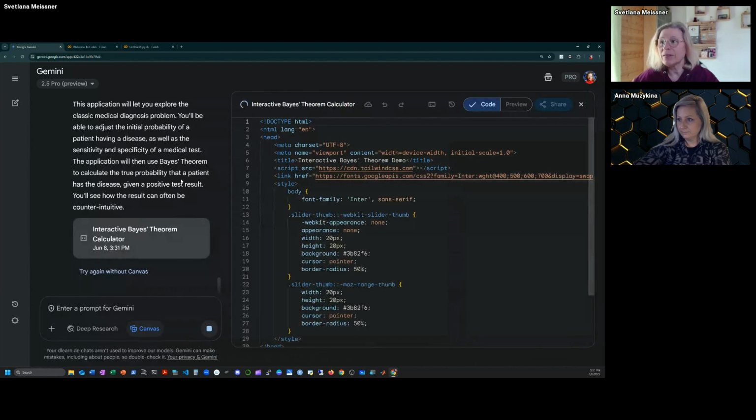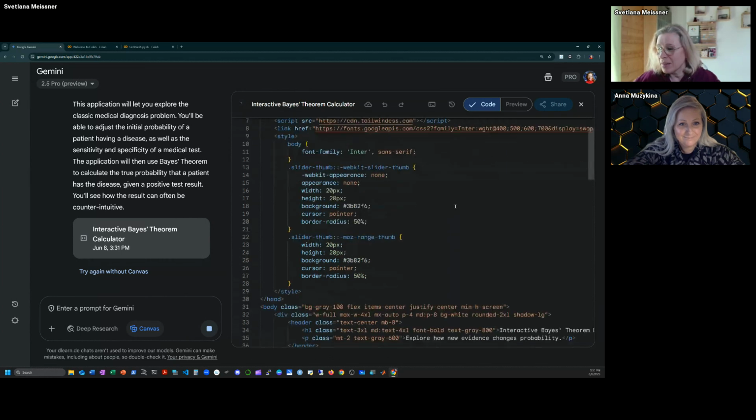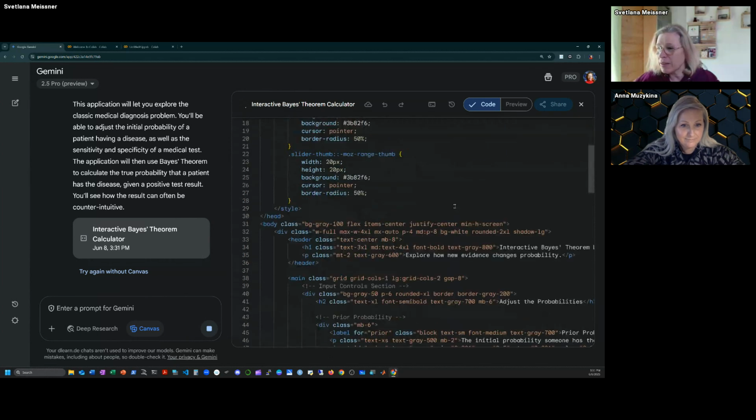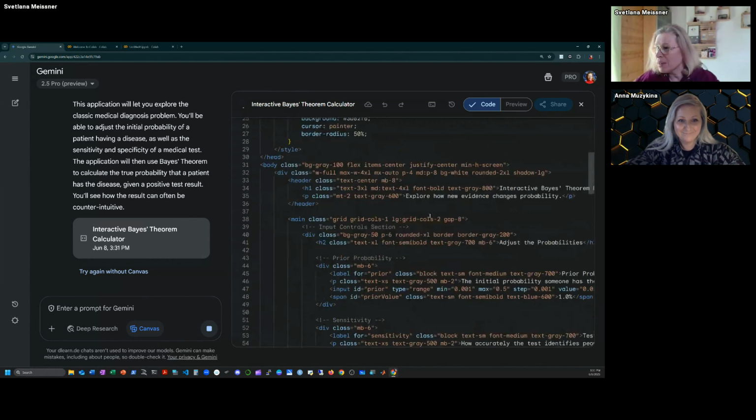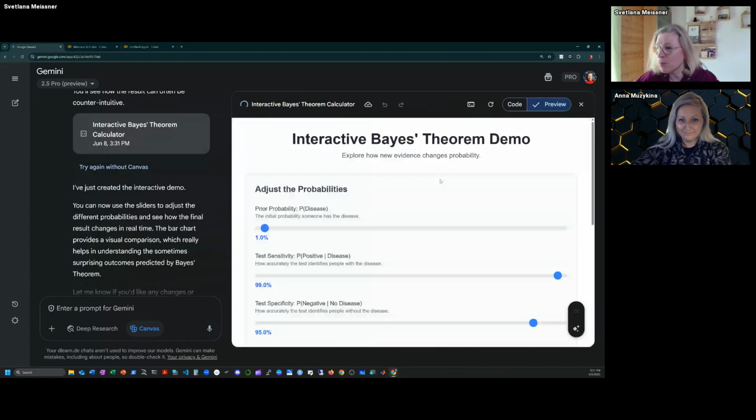And using Canvas, it's coding a parallel demo, an interactive Bayes theorem demo. And we see this HTML code, like for the site. Then it's just the header. Then we have the body, interactive Bayes, and then now we have this preview.